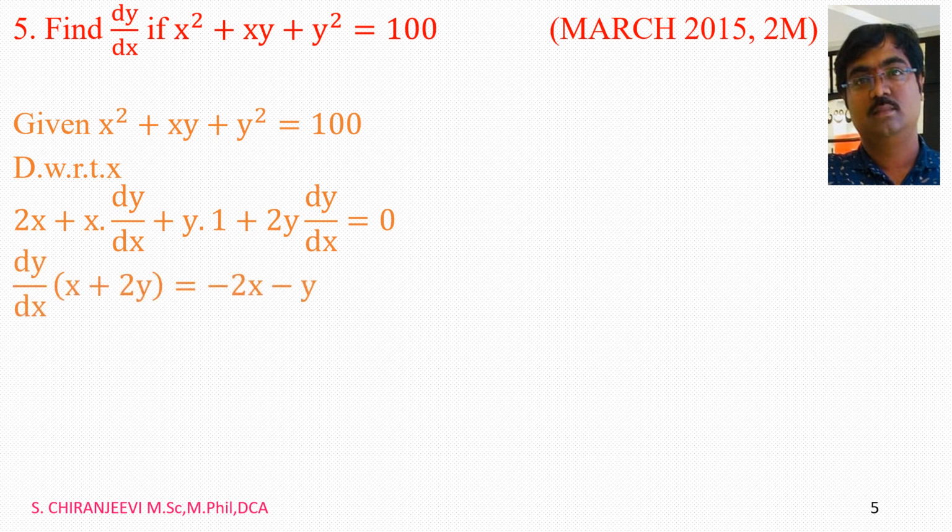Now taking dy by dx outside, you will be getting x plus 2y, and shifting 2x and y to that side, it will be minus 2x minus y. So the final answer is dy by dx equal to minus 2x minus y whole divided by x plus 2y.